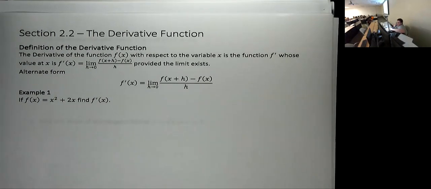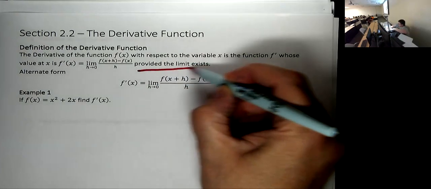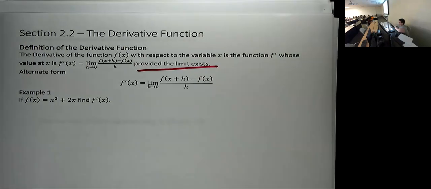All right, 2.2, the derivative function. All aboard, let's do it. The derivative function, f of x with respect to x, is this function f prime, whose value at x is that function I just told you about: the limit as h goes to 0 of f of x plus h minus f of x over h. There's a very important caveat there. Provided the limit exists. This is huge. We can't have the derivative if the limit doesn't exist.